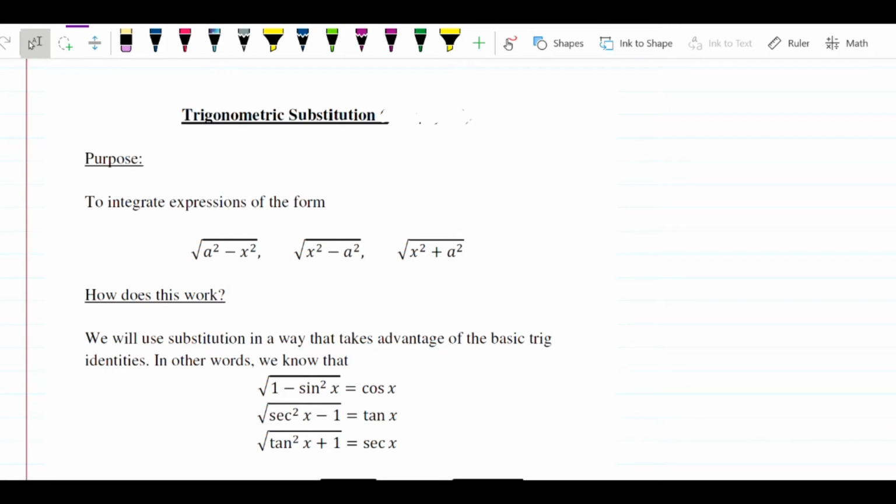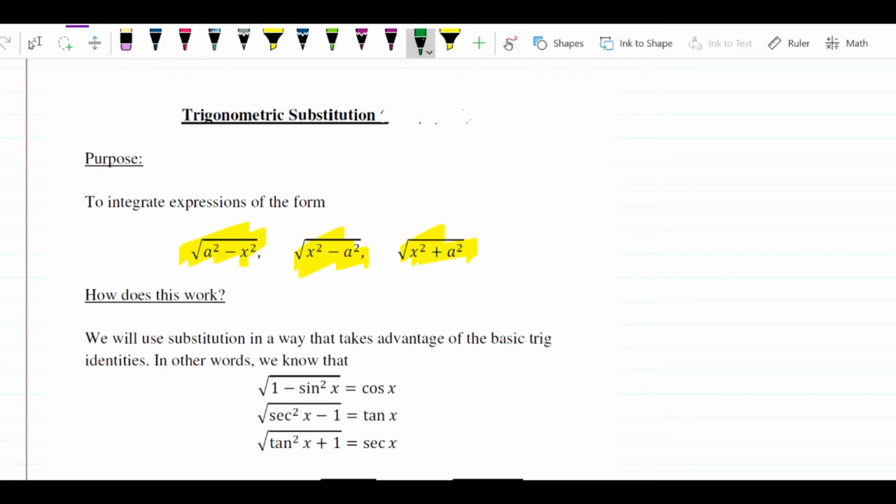We turn now to trigonometric substitution. The purpose of this topic is to be able to integrate expressions of the forms that you see here, where we have either a squared minus x squared, x squared minus a squared, or x squared plus a squared.